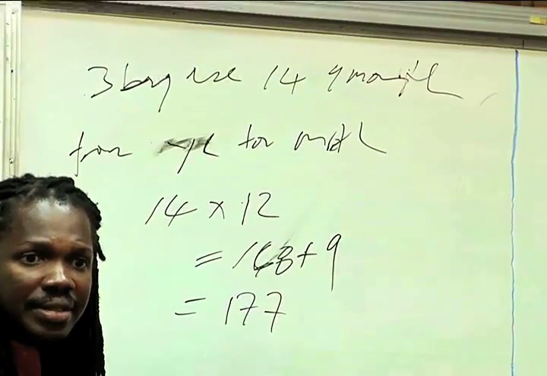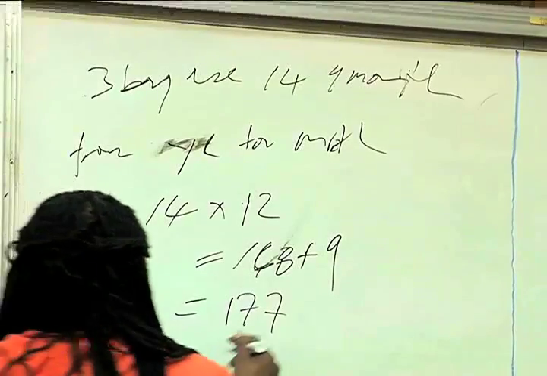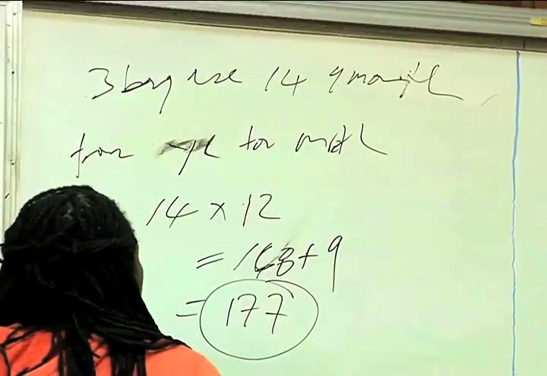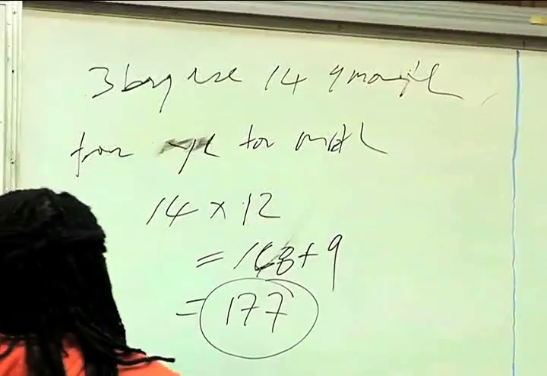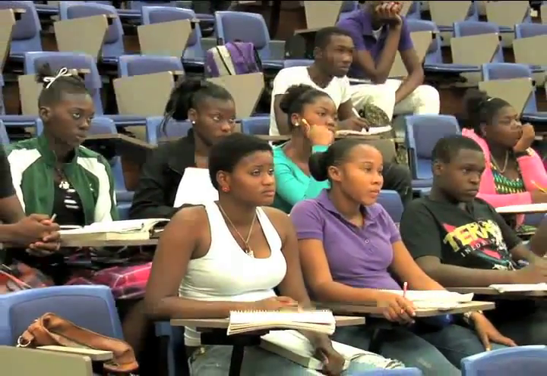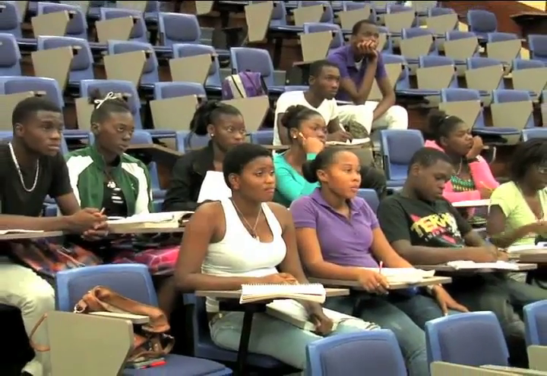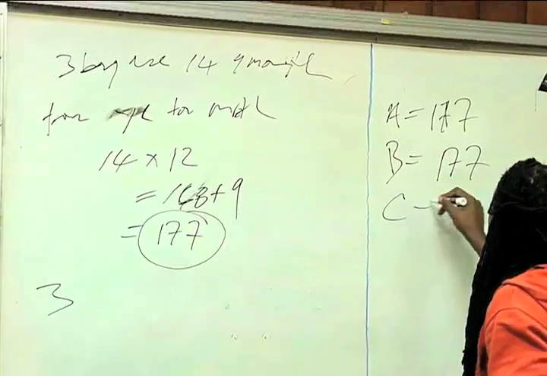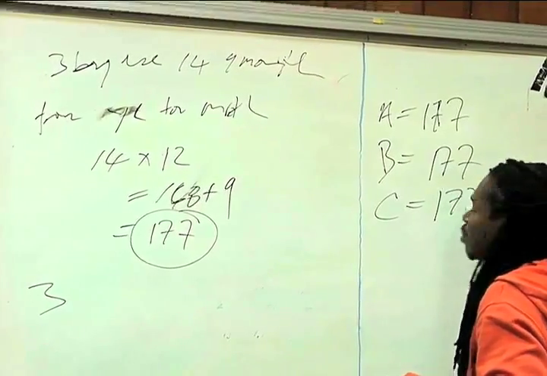You see that? Good. After we find that each boy is 177 months, how many boys are 177 months? 3. So boy A is 177 months. Boy B is 177 months. And boy C is 177 months.